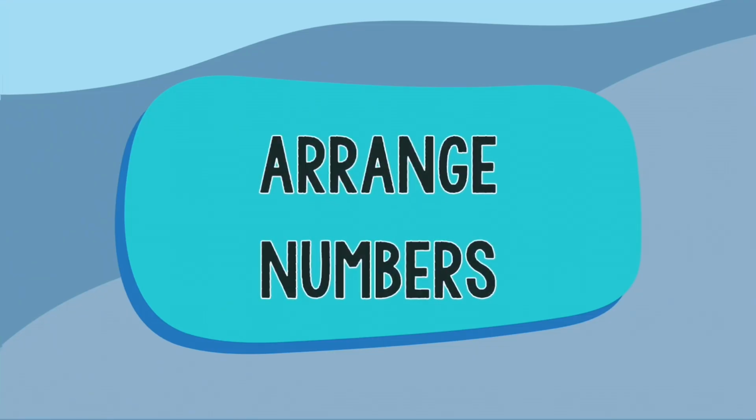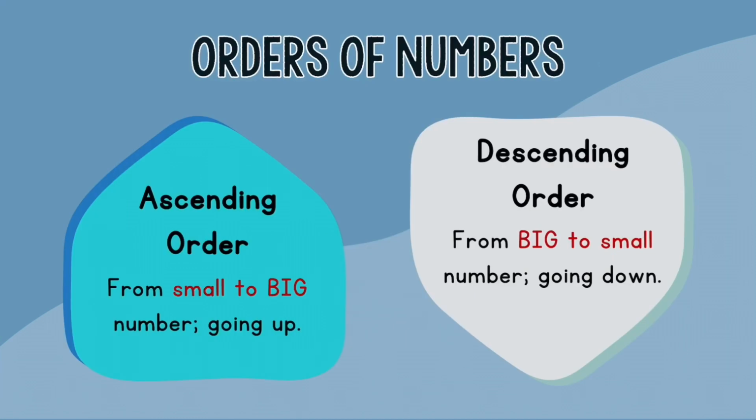Now, let's learn about arrange number first. What is meant by arrange number? Arrange number means you need to arrange the numbers in a sequence depending on two orders. The first order is ascending order and the second one is descending order. For ascending order, you need to arrange the numbers from small to big. That means the numbers will go up. For descending order, you need to arrange the numbers from big to small. That means the numbers will go down.